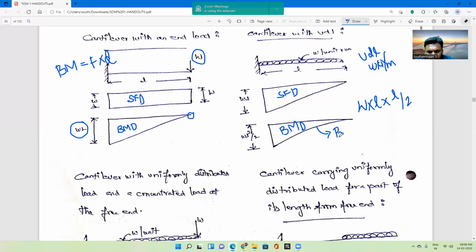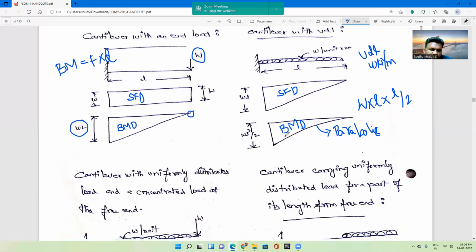So that will be the important variation. If you are applying the load in a uniformly distributed nature, we will predict the variation in the form of a parabolic nature.